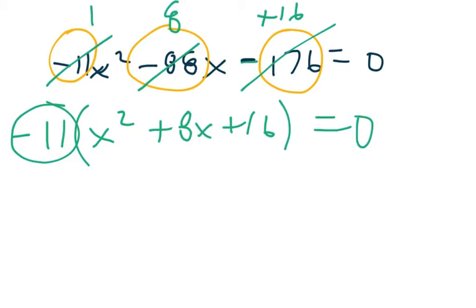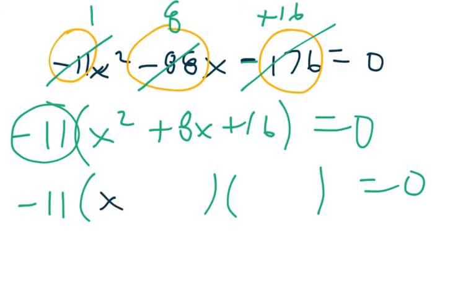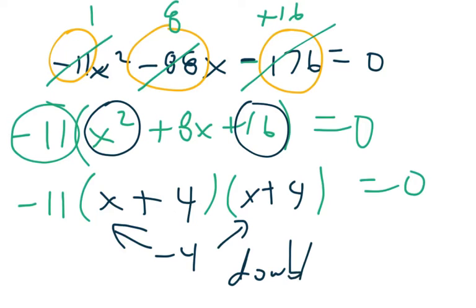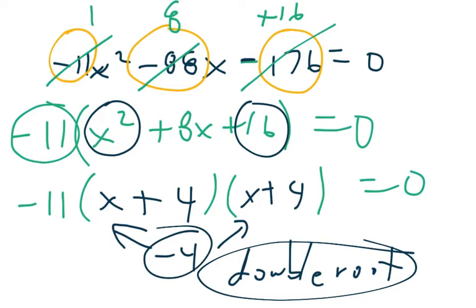Now that I have the negative 11 factored out, even though it's there, it really doesn't matter much because I'm solving for 0. I know x times x is x squared. I know 4 times 4 is 16. And of course 4 plus 4 is 8. Solving here, guys, I got negative 4s. This is what we call a double root because it happened twice. So I know x is negative 4.